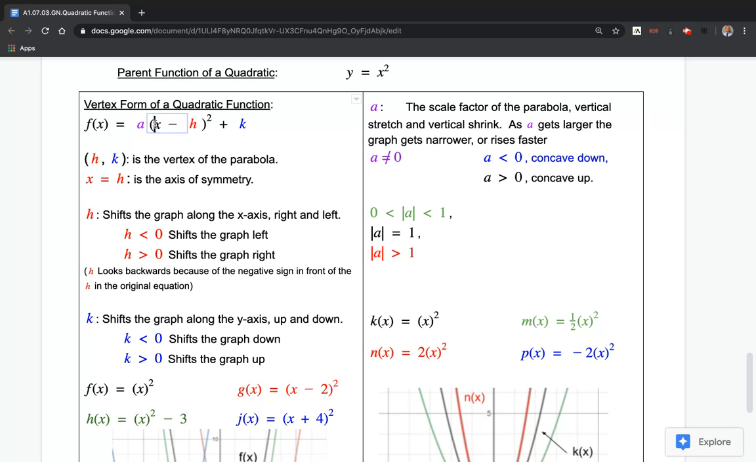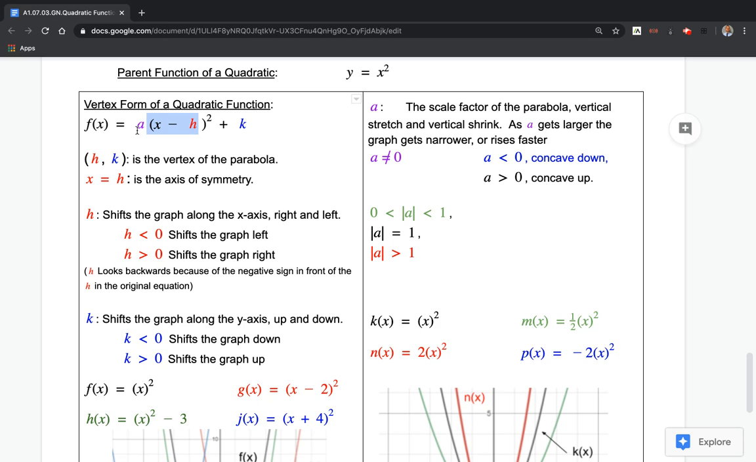So right here, we still have the x squared term. We just have it with a little bit extra. So x is still squared, which makes it the quadratic function. But then inside the parentheses with the x, we have a minus h. Outside the parentheses, we have a plus k. And in front, we still have that a value.